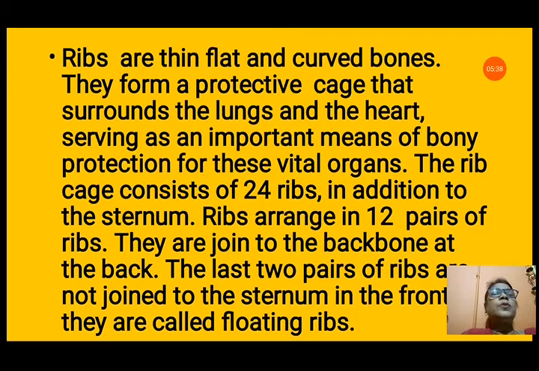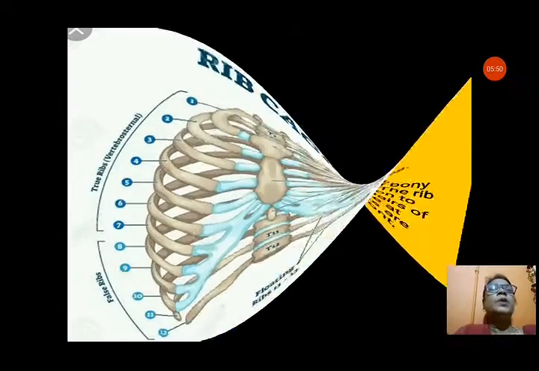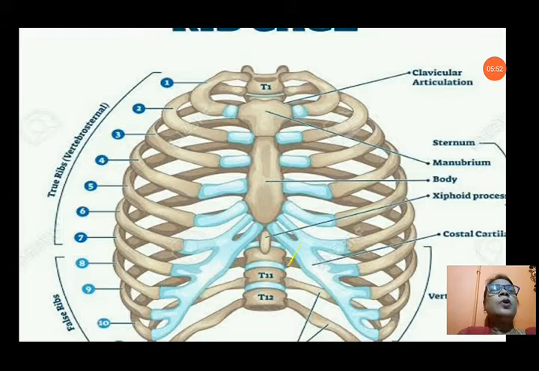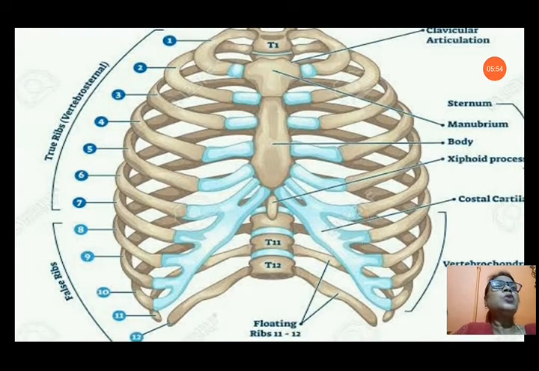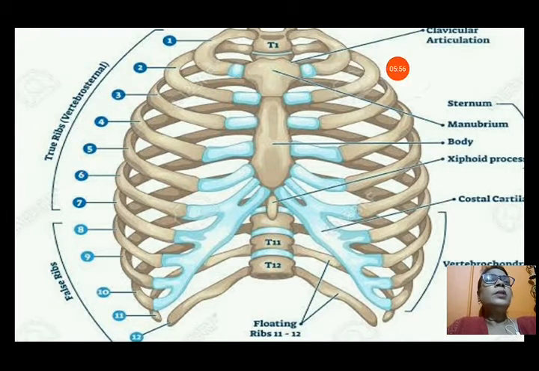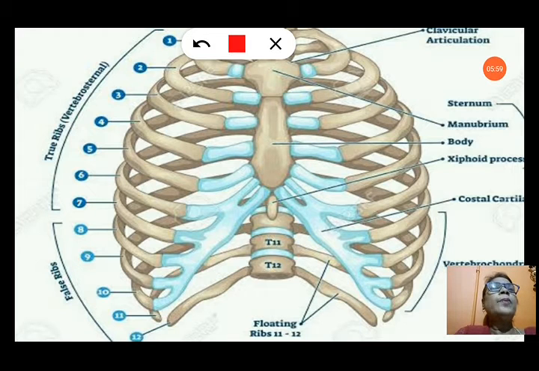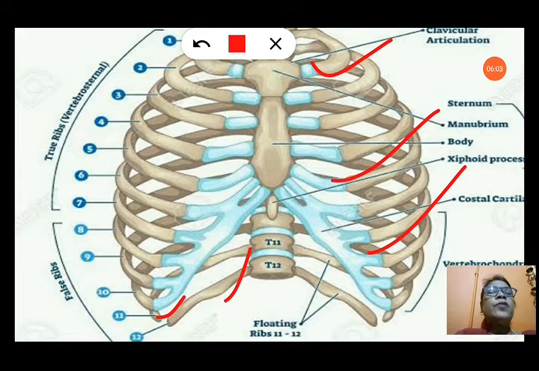The last two pairs of ribs are not joined to the sternum in front and they are known as floating ribs. They are joined to the backbone only at the back, and they are floating in the thoracic cavity. That is why they are known as floating ribs. You can see a rib cage, all these bones, 12 pairs of ribs are there. All these 12 pairs are joined at the back to the backbone, and only the 11th and 12th are free. That is why they are known as floating ribs, because in front they are not joined to the sternum. You can see here all other bones are joined.